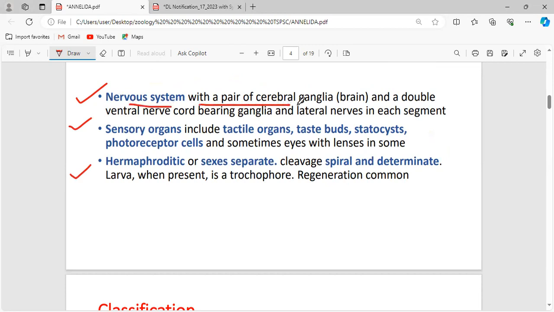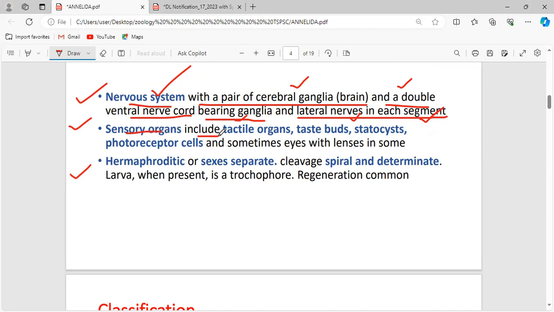Nervous system with a pair of cerebral ganglia, brain, and a double ventral nerve cord bearing ganglia in each segment. We know that the phylum Annelids is known for its metameric segmentation. Each segment has its own importance. In the same way, the nervous system with a pair of cerebral ganglia and the double ventral nerve cord bearing ganglia and the lateral nerves in each segment will be present there. Clear?